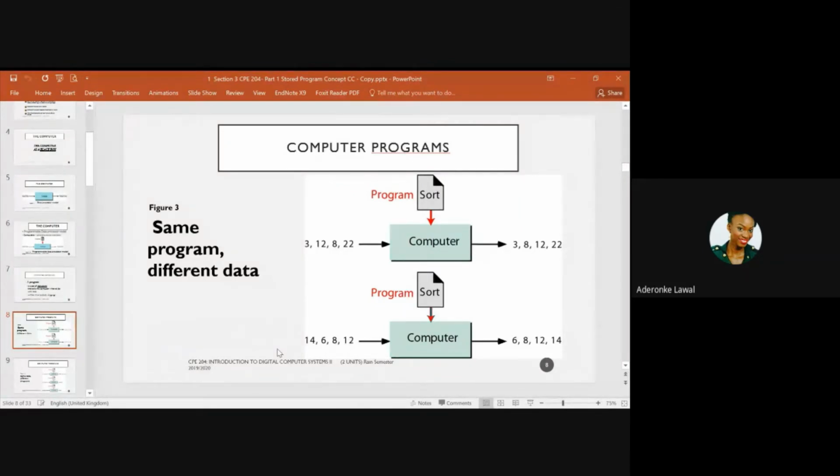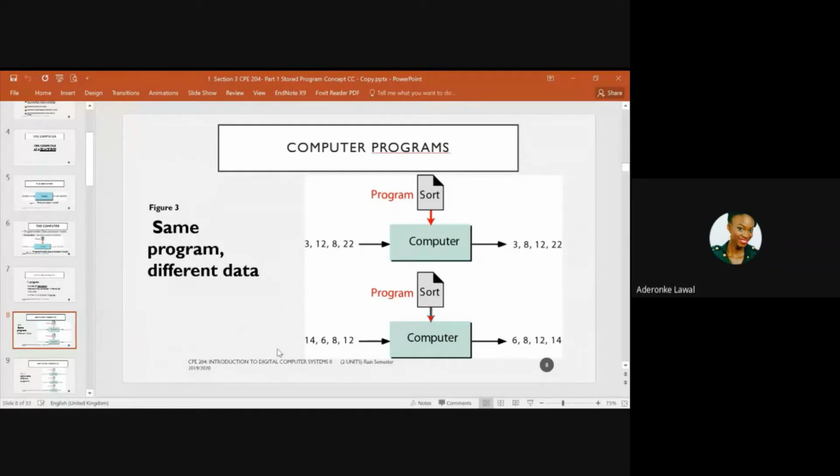the system is already there. You bring your own input, so to say, and then the processing gives you whatever it is that you requested. A calculator can be an example. Similarly, you want to add 3, 12, 8, and 22 together.